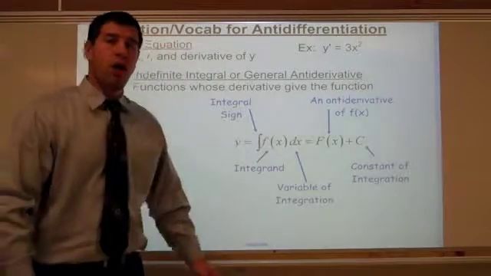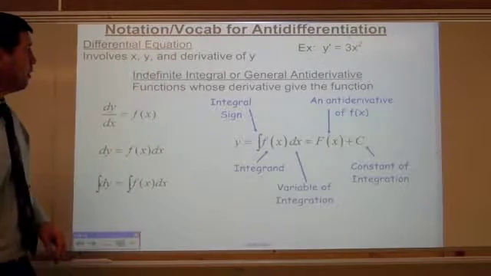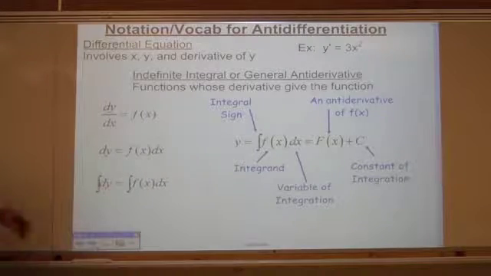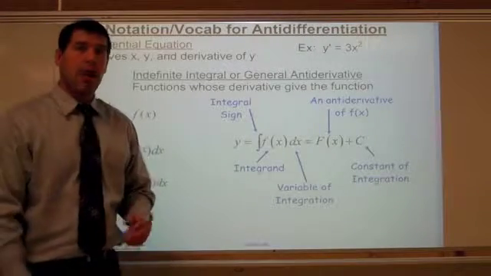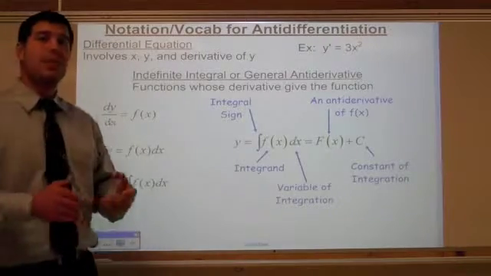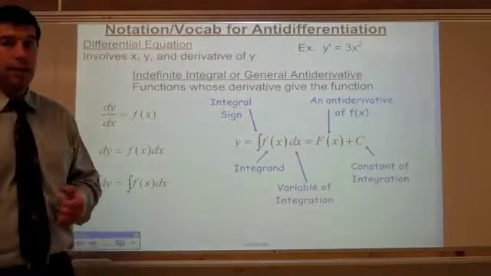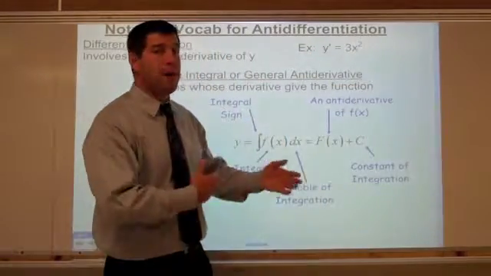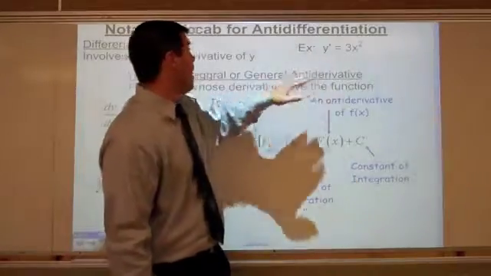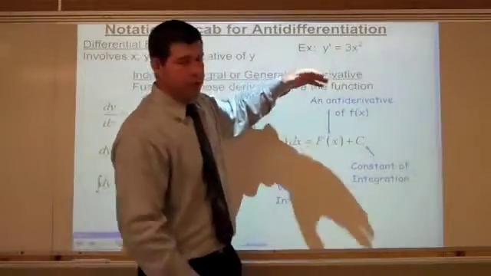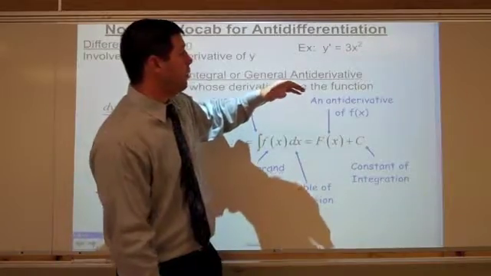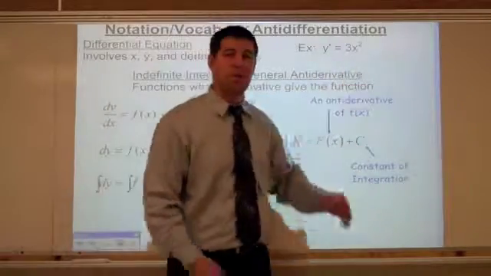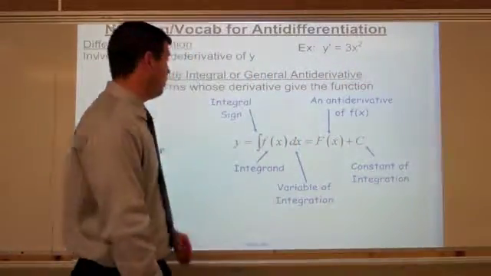Now we're going to talk about our notation, the symbols that indicate to us that we need to anti-derive, and some vocabulary involved with that. A differential equation is an equation that involves x's and y's and derivatives of y. An example would be y prime equals 3x squared. It doesn't have to have both x's and y's, but it does have to have a derivative of y in there somewhere, or a derivative of whatever variable you're deriving with respect to. It can also be written as dy dx equals 3x squared, since that's equivalent notation.